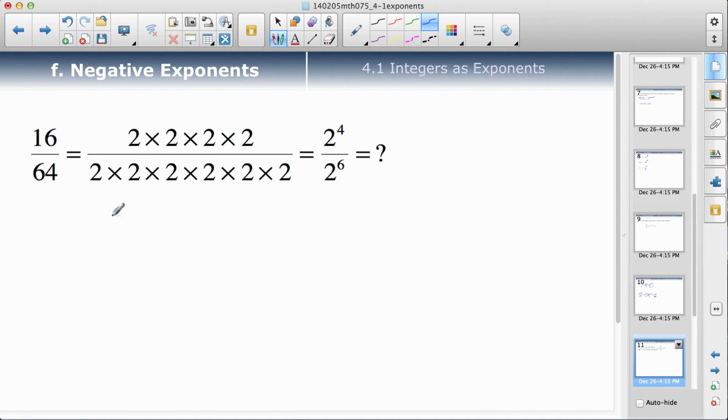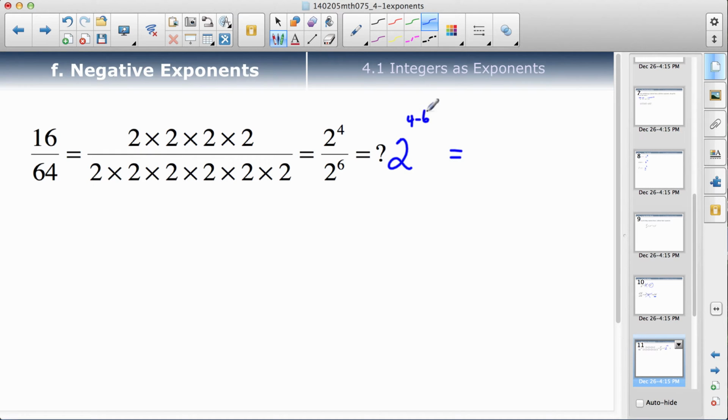Now, sometimes when you're dividing things, you get negative exponents. Take a look at this example. So 16 is the same as 2 to the 4th. 64, 2 to the 6th. So if you are dividing, there's common bases. I'm supposed to subtract exponents. So I'm supposed to go 2 to the 4 minus 6.